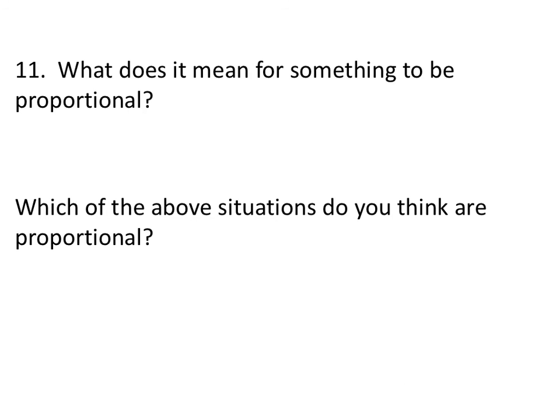So what does it mean for something to be proportional? It means that as fractions, right, or rates, fractions or rates are equal. Now you could say equivalent, and that's a little bit more technical than I want to be right now. That'd be okay. And that's for fractions, right?